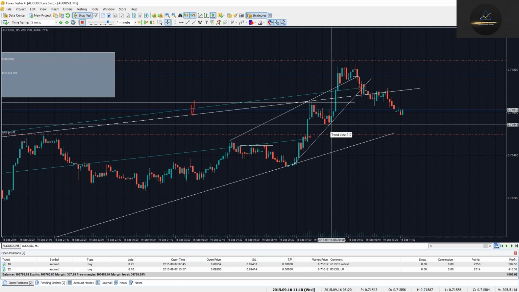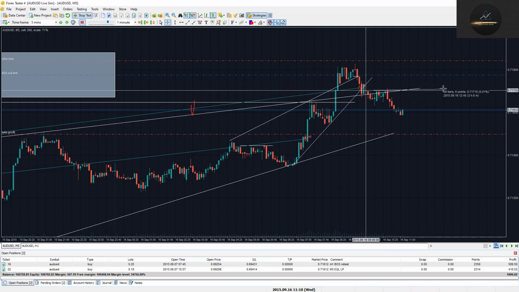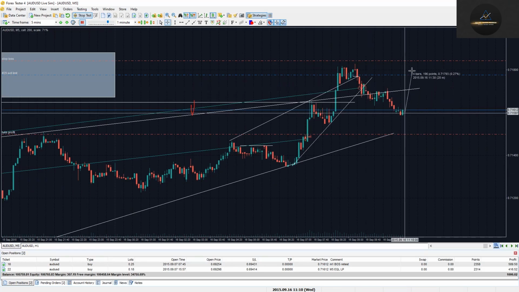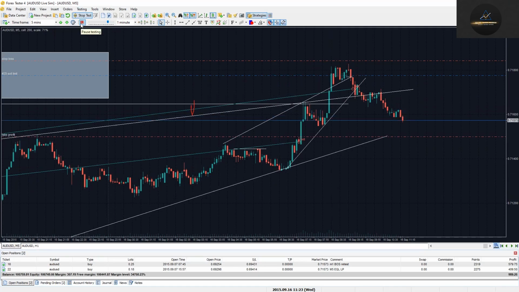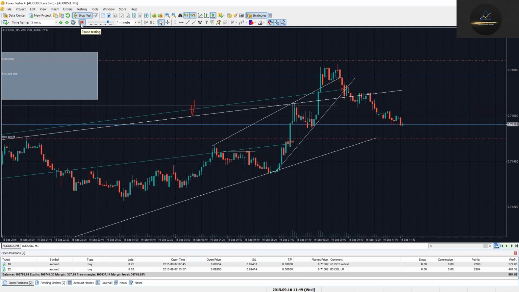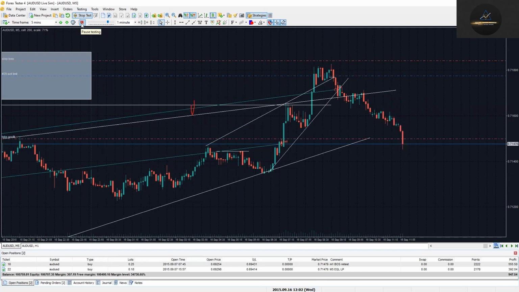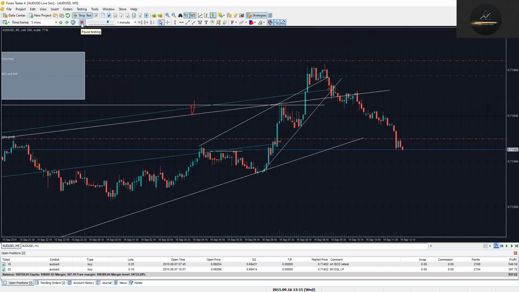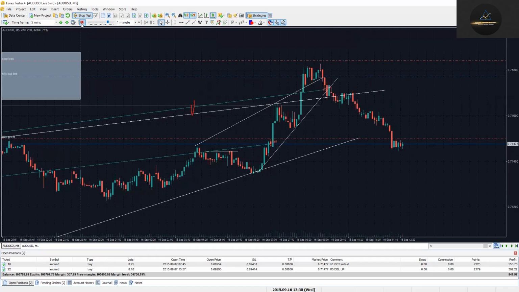So the next pullback on the structure point is this one here. So again, we didn't quite get it. I like these equal highs though. So we might get one of those dirty, nasty manipulation moves up here, 20 pip spikes. So I'm going to leave the limits there. Take a deep breath. Seems a proper rule. Yeah.